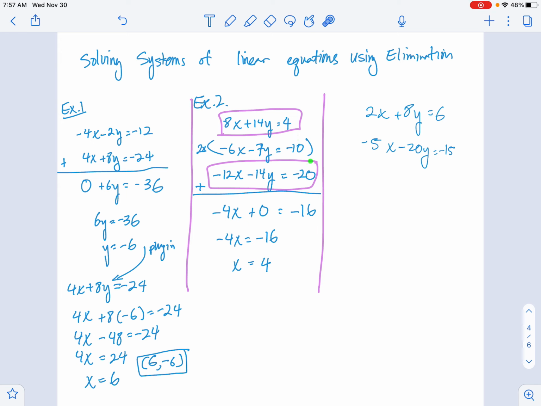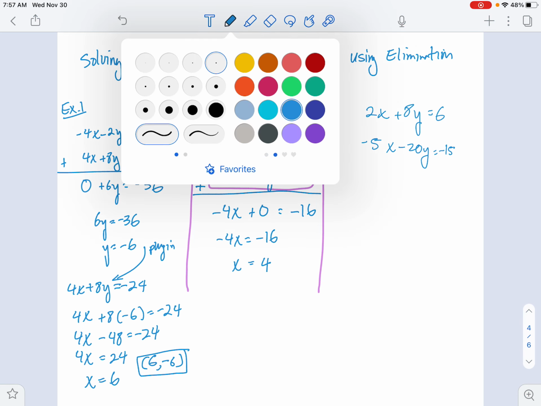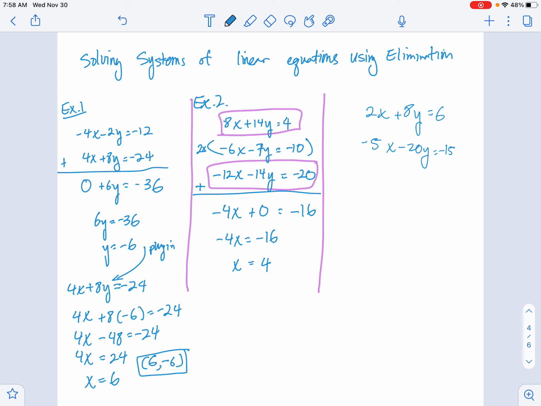I can even plug it into my modified equation because it technically is exactly the same as their original second equation. So you can plug it into any of those. I want to plug it into the first one. There's more positive numbers, so I prefer that. So I'm going to plug x equals 4 into 8x plus 14y equals 4. I'm going to plug this into that x value.